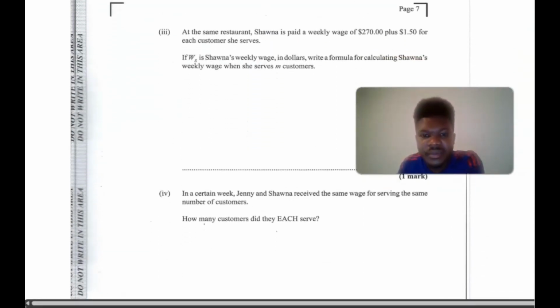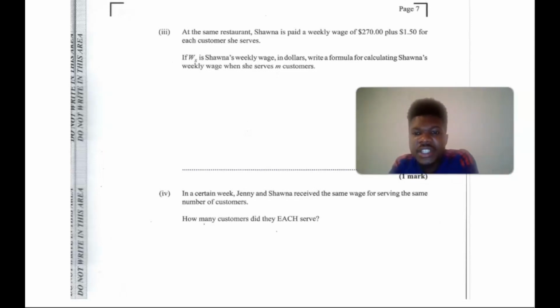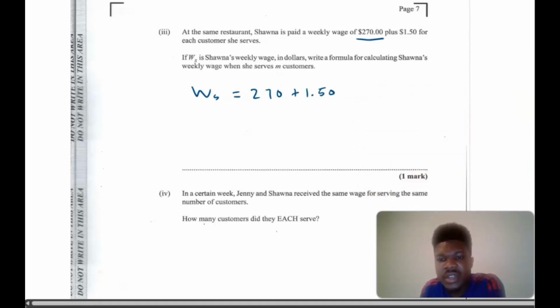The next question says, at the same restaurant, Shauna is paid a weekly wage of $270 plus $1.50 for each customer served. If W_S is Shauna's weekly wage in dollars, write a formula for calculating Shauna's weekly wage when she serves M customers. Even if we don't know how to do this, in the previous problem they explained it and gave us an example of the formula. So now W_S for wage equals her fixed amount, 270, plus $1.50 for each customer she served, and the number of customers she served is M, so 1.50 times M. And there we go. This formula will calculate Shauna's weekly wage.